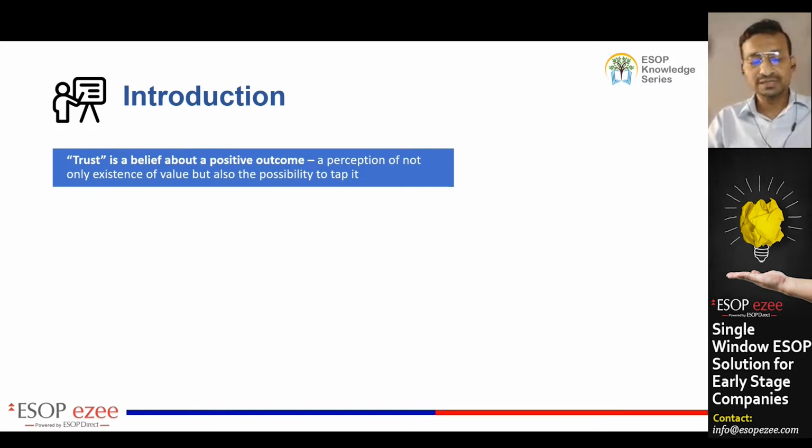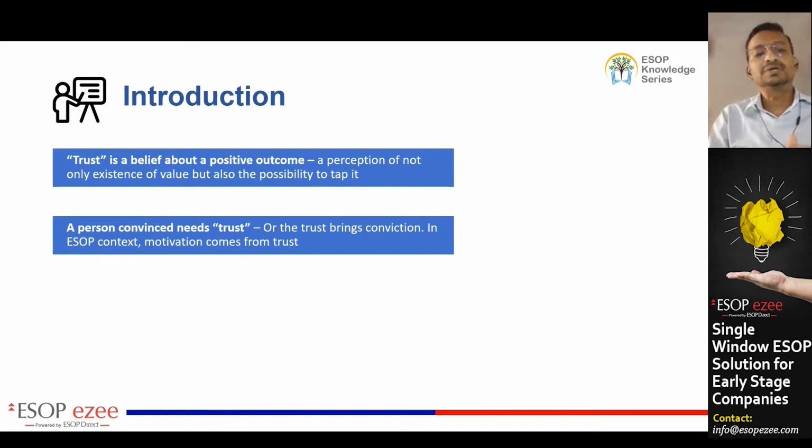So there are two things, and those two things must be present so that a positive trust is built up. Perception of value, existence of value must be there, and there is a possibility to tap it as well. Now coming to a person convinced needs trust. It is a common thing that a person who is convinced must have trust, or in other words, the trust brings the conviction.